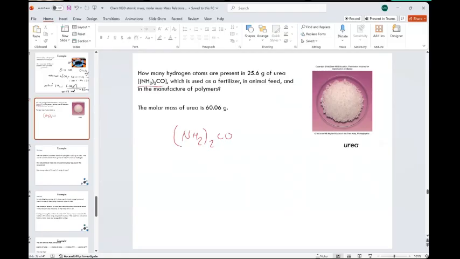So what is the question? How many hydrogen atoms are present in urea of 25.6 gram? It's a very simple question. You have 25.6 gram urea in this picture, and you want to know how many hydrogen atoms are in it. To find that, we need the molar mass of urea, and it is already given to you: 60.06 gram per mole.